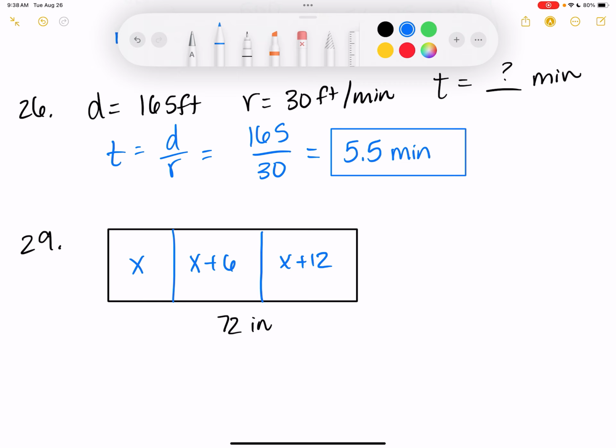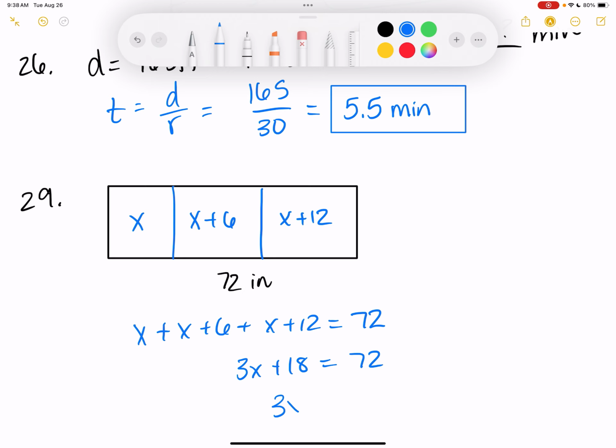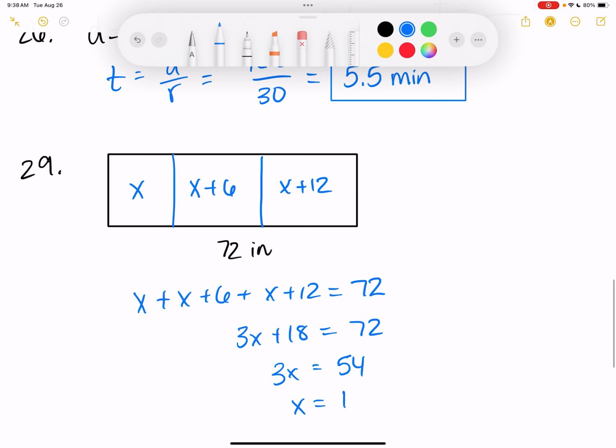So we're going to add all of this up. X plus 6 plus X plus 12 is 3x plus 18 equals 72. 3x plus 18 equals 72, and then solve that. 3x equals 54. So x is equal to 18.